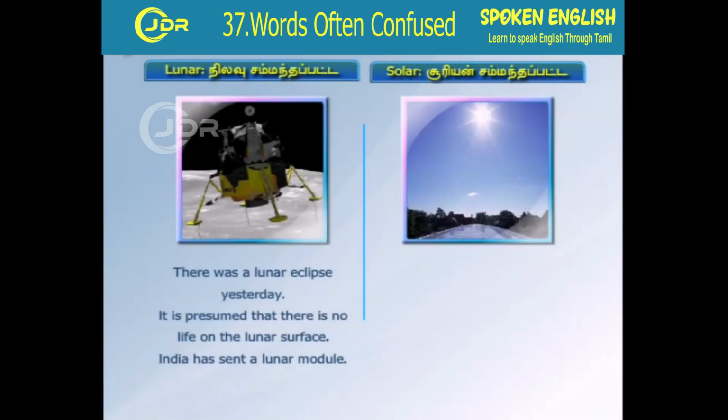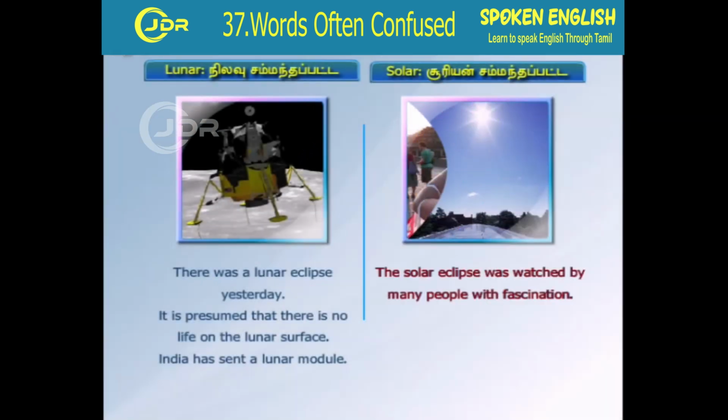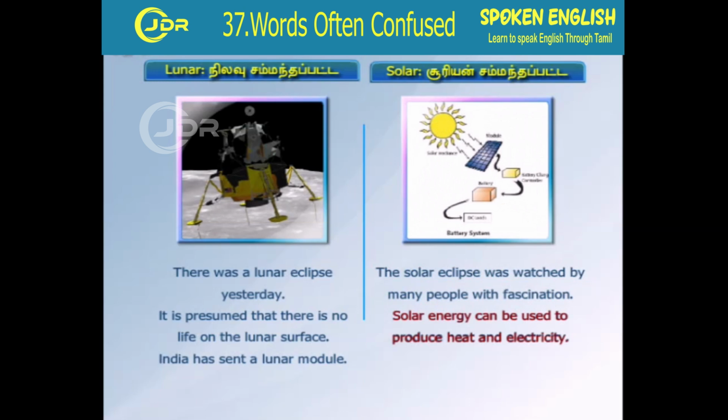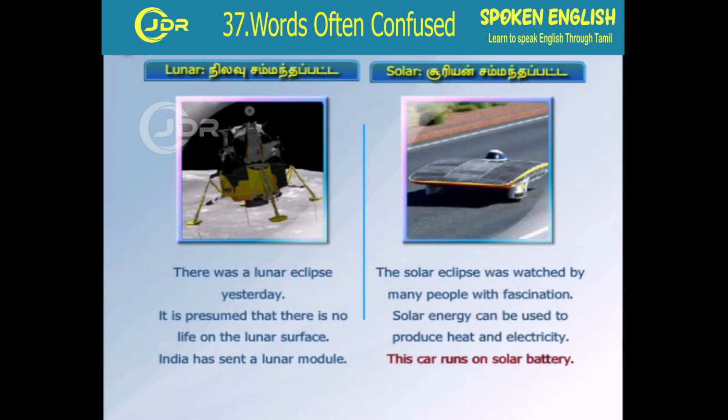Solar, சூரியன் சம்பந்தப்பட்ட. The solar eclipse was watched by many people with fascination. Solar energy can be used to produce heat and electricity. This car runs on solar battery.